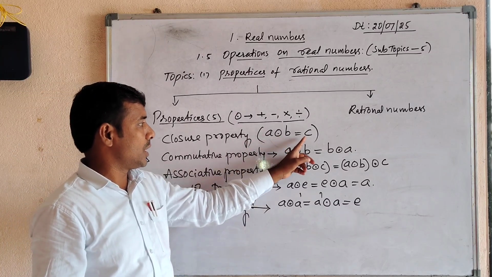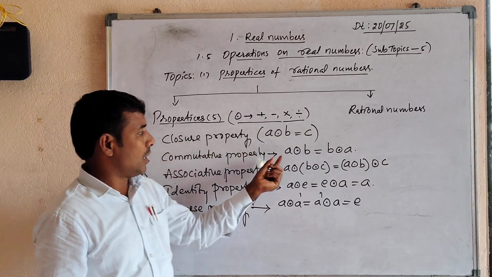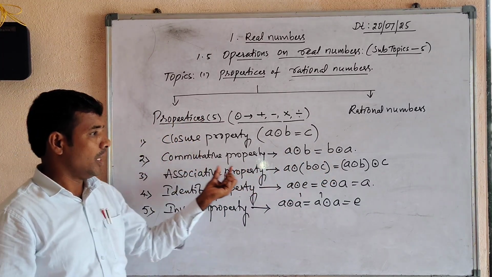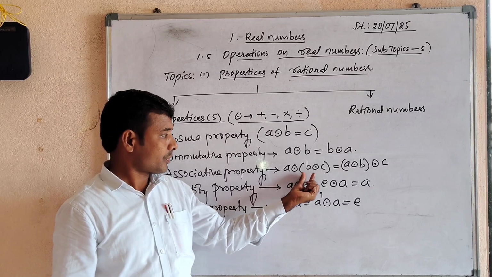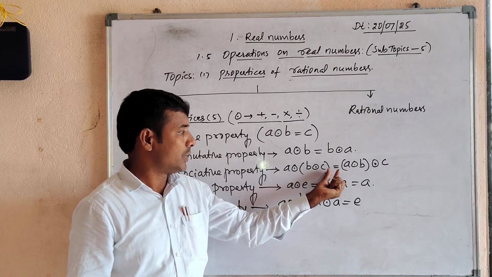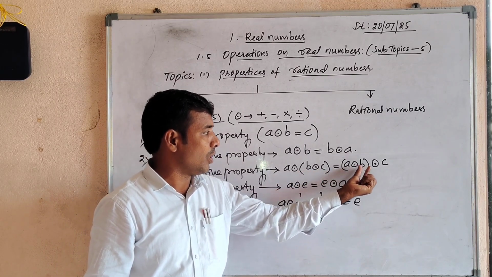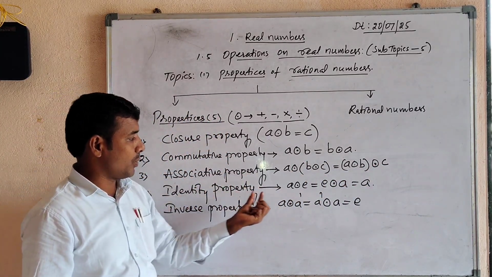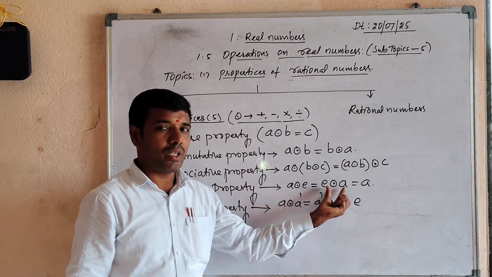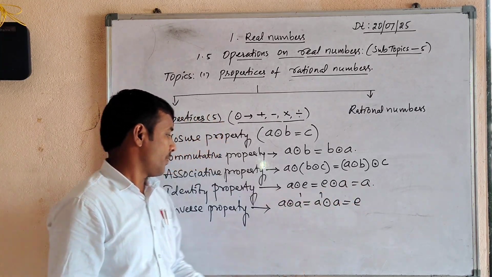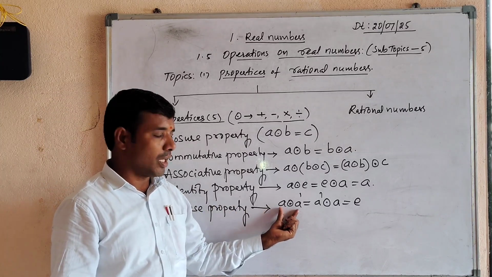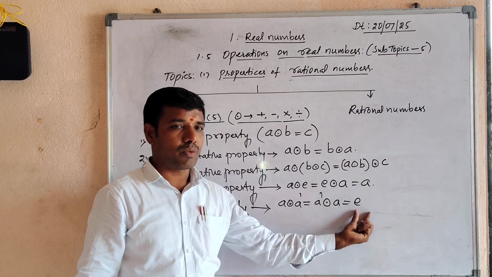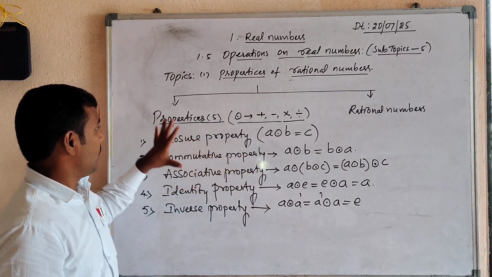That means A ∘ B = C is the closure property. A ∘ B = B ∘ A is the commutative property. A ∘ (B ∘ C) = (A ∘ B) ∘ C is the associative property. The identity property rule is A ∘ E = E ∘ A = A. The inverse property is A ∘ A complement = A complement ∘ A = E. These are the 5 properties.